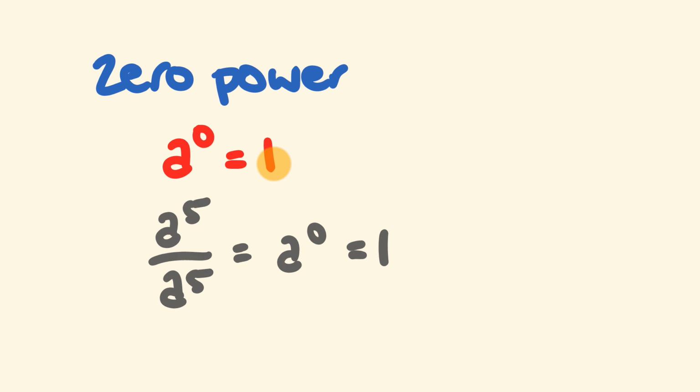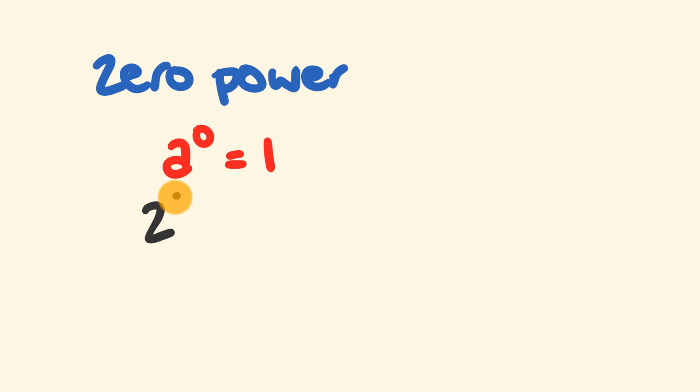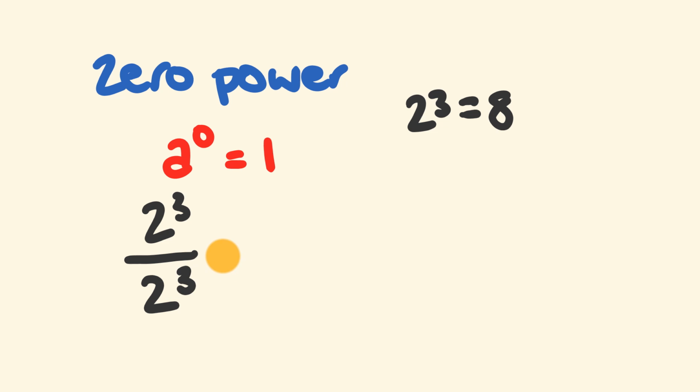I'll give you another example. Say we had something like 2 to the power of 3, which we know, 2 times 2 times 2, is equal to 8. And we divide that by 2 to the power of 3. And we'll see what that equals there. So 2 to the power of 3, as we know, is equal to 8, and 2 to the power of 3 is equal to 8.